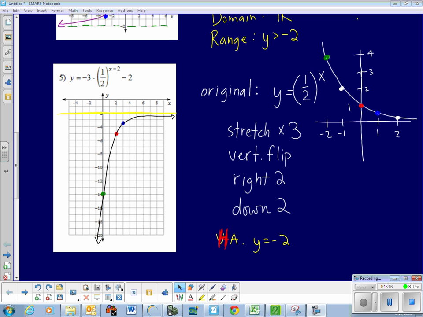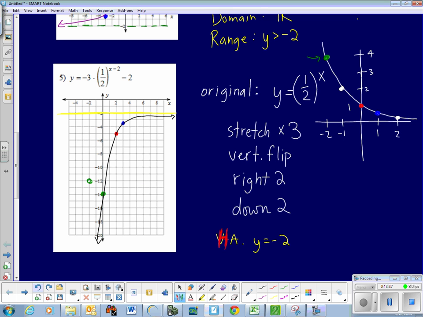Its height is 4. A stretch of ×3 gives it a height of 12. A vertical flip gives it a height of -12. So at this point, I'm at (-2, -12) from way up top off this graph. Then the right 2, down 2, no big deal. I couldn't show the point up at a height of 12 because of my axis, but that's how I got from that green dot over here to that green dot over here on my graph.